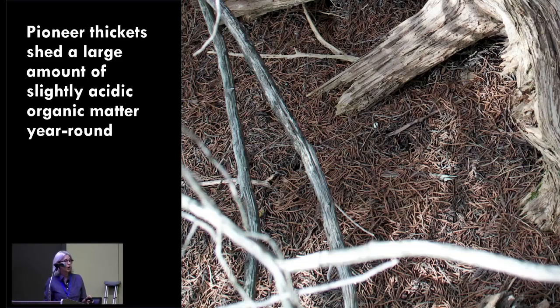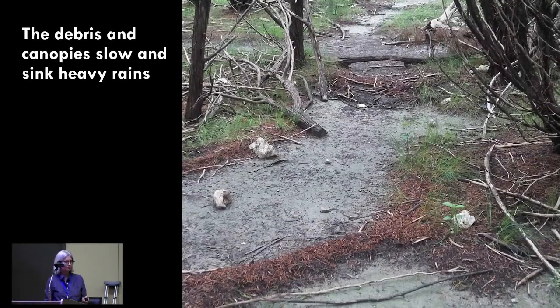Pioneering thickets shed a large amount of slightly acidic organic matter year-round, and it's really tiny, so it interlocks and produces a really nice duff. Now, the debris and canopies slow and sink heavy rains. And I've watched it. If you're really paying attention in these younger pioneering thickets, it looks like there's erosion going on. But when you look closer, you see little mini detritus berms that form on contour and are duplicating the larger scale effect of the stair-step topography here.